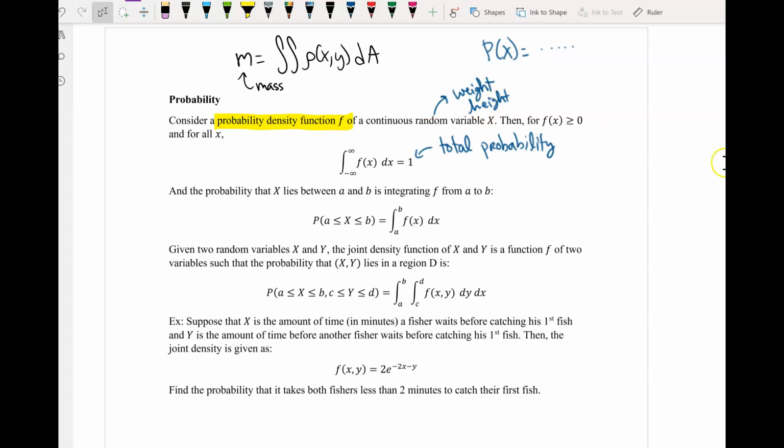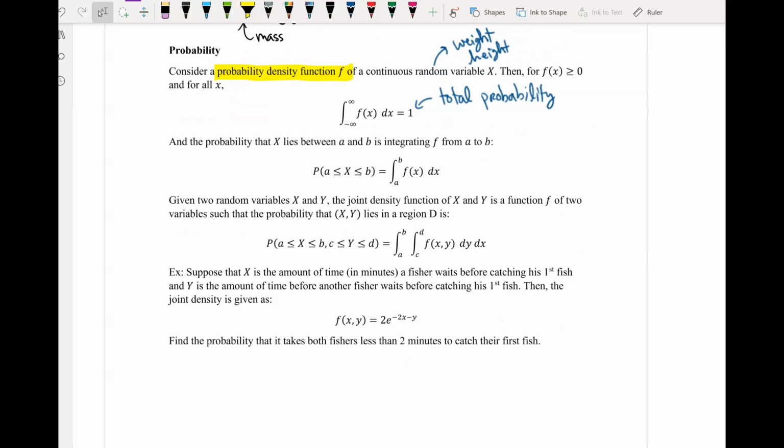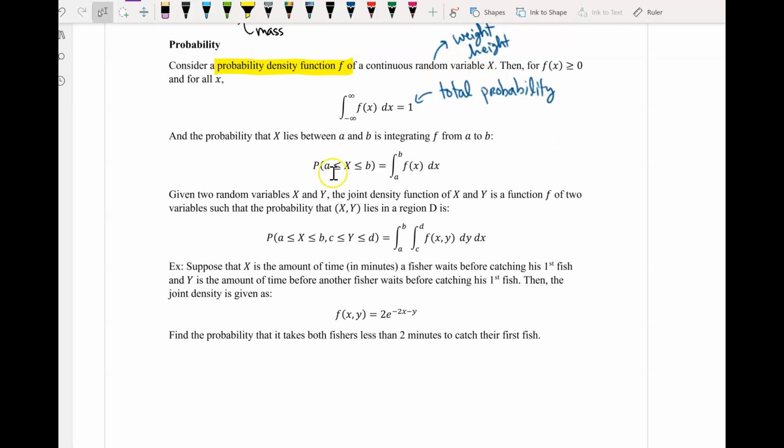Maybe like height. Now let's say you had two different random variables, so maybe height and weight. What is the probability that the height will be between these two numbers and the weight will be between these two numbers? If my weight is between these two numbers and my height is between these two numbers, what is that probability? If you have that, we call that a joint density, because now we're talking about two different things. We're going to assume that x and y lie in a region D. This is how you would find the probability.